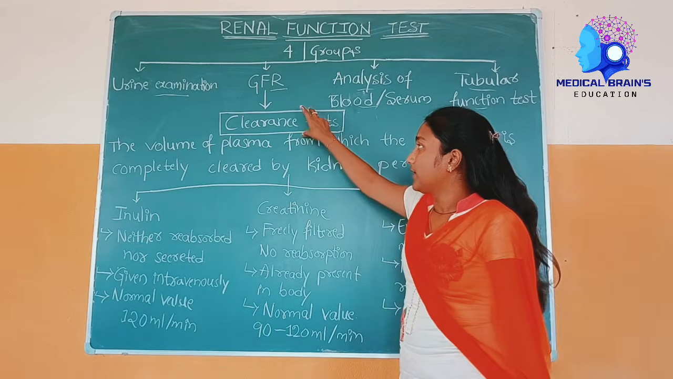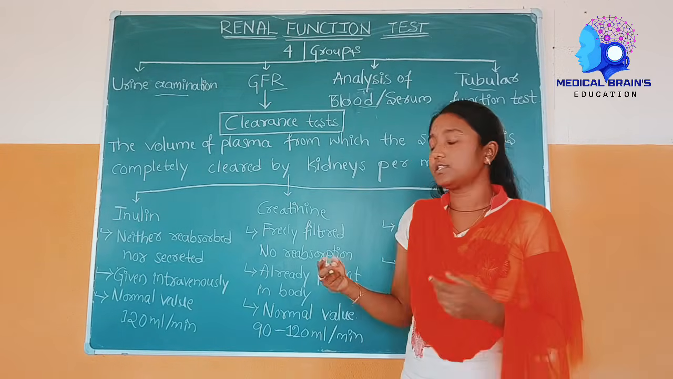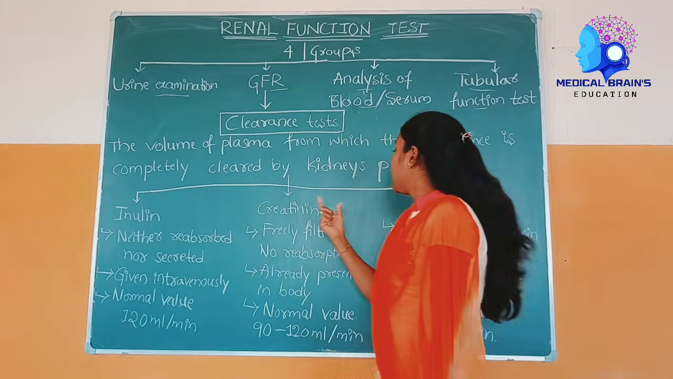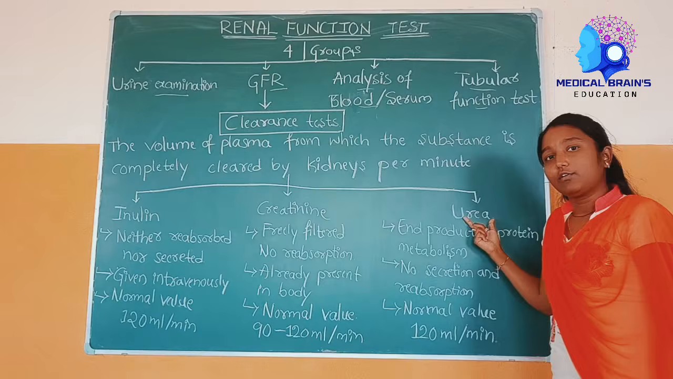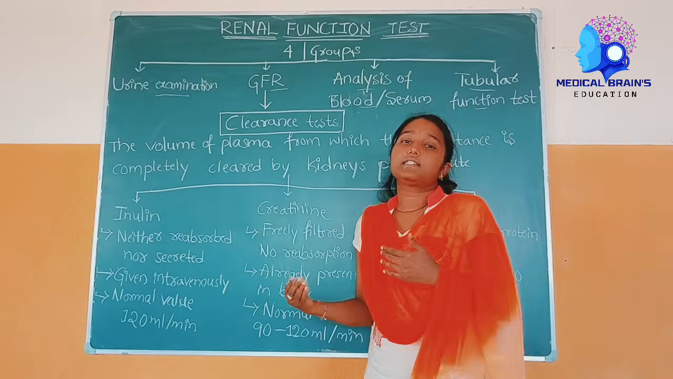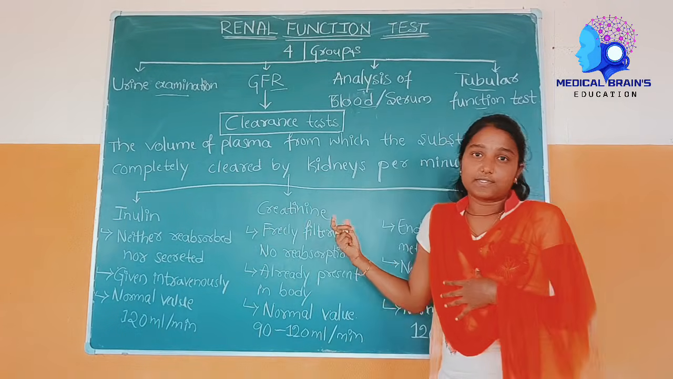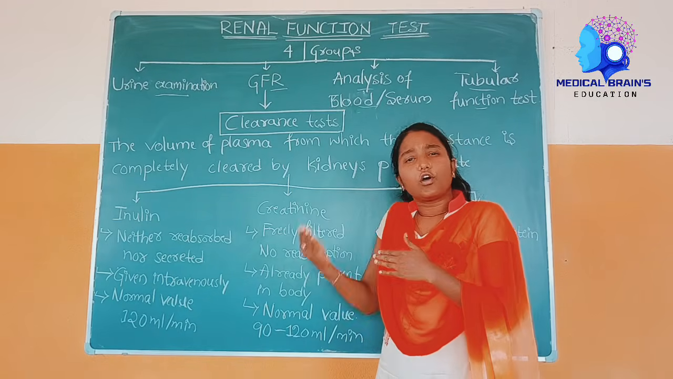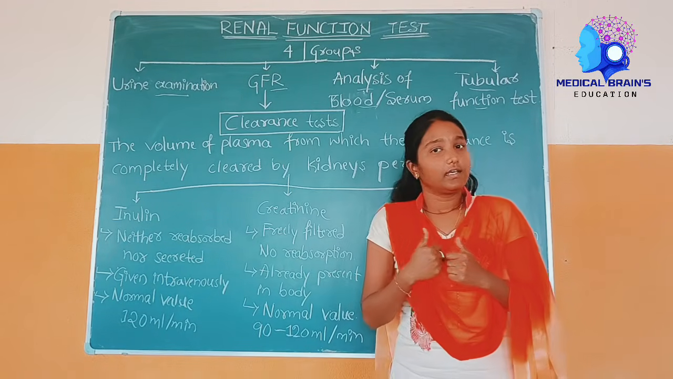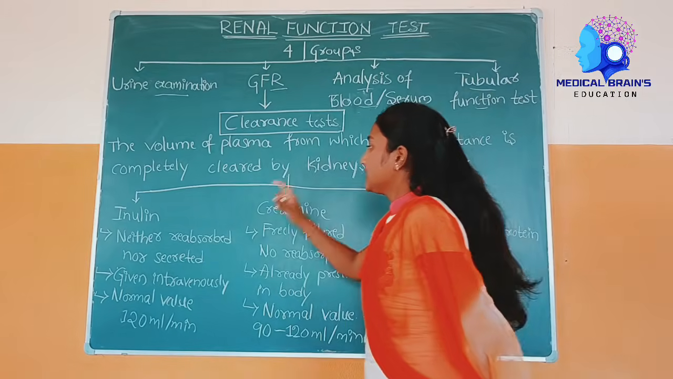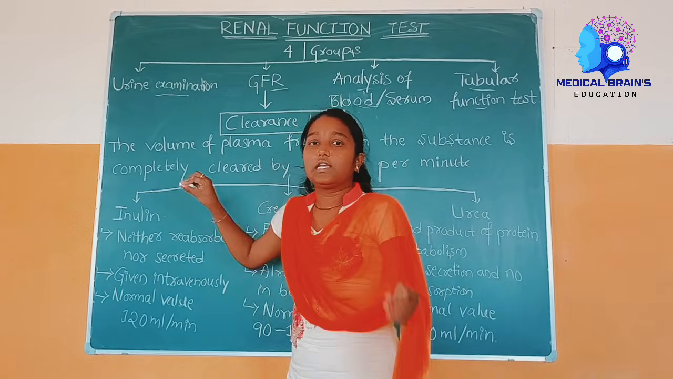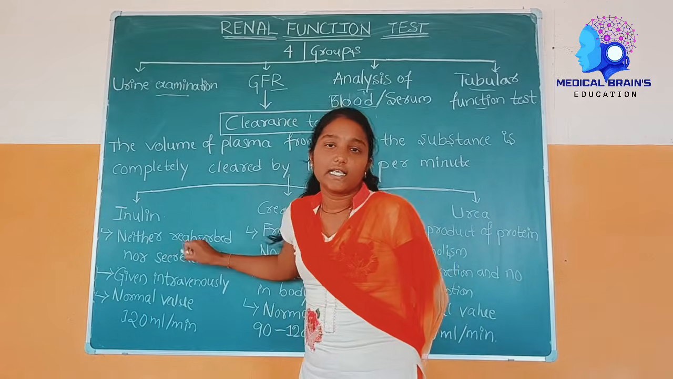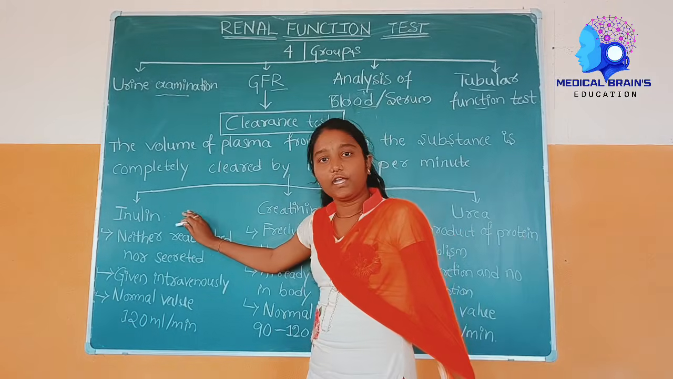In the clearance test we mainly use three substances, that is inulin, creatinine and urea. The basis on which we select these substances is that they must be freely filtered and should not be secreted or reabsorbed. So the first one is inulin. Inulin is neither reabsorbed nor secreted. It is filtered freely.